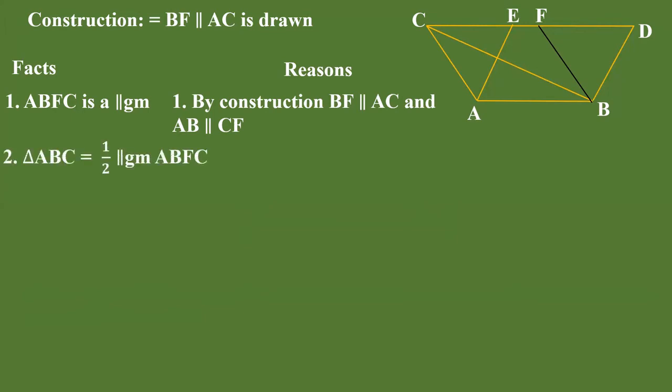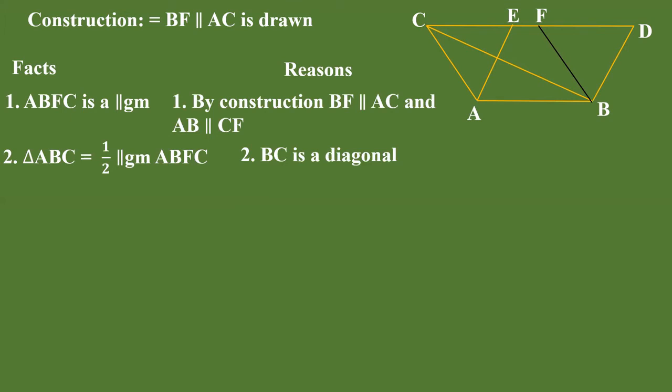Okay. Now in number two, what can we say? Look at the triangle ABC. Is it half of the parallelogram ABFC? Yes, of course. Why not? Because see, BC is a diagonal, and you know that a diagonal bisects. That is the fact. BC is a diagonal, and the diagonal bisects the whole parallelogram into two parts. So we can express the triangle ABC in terms of half of the parallelogram ABFC.